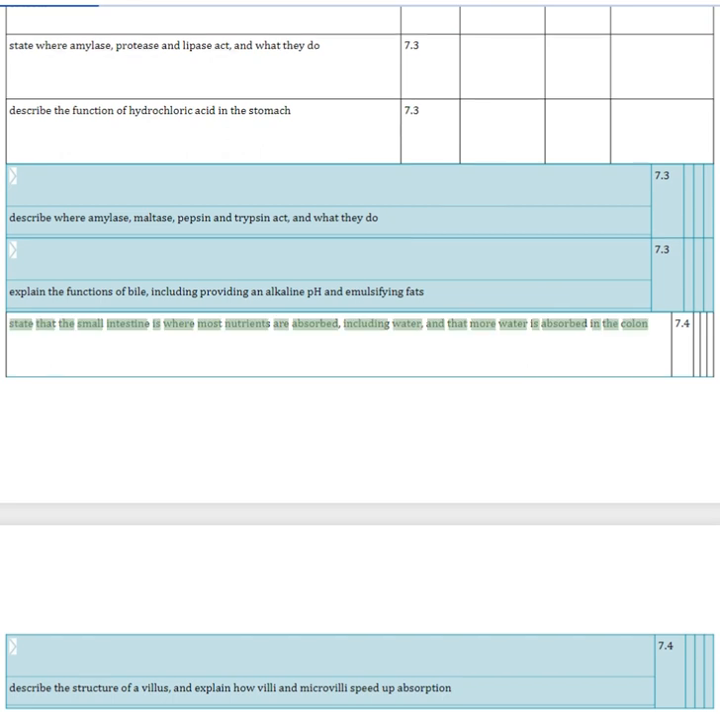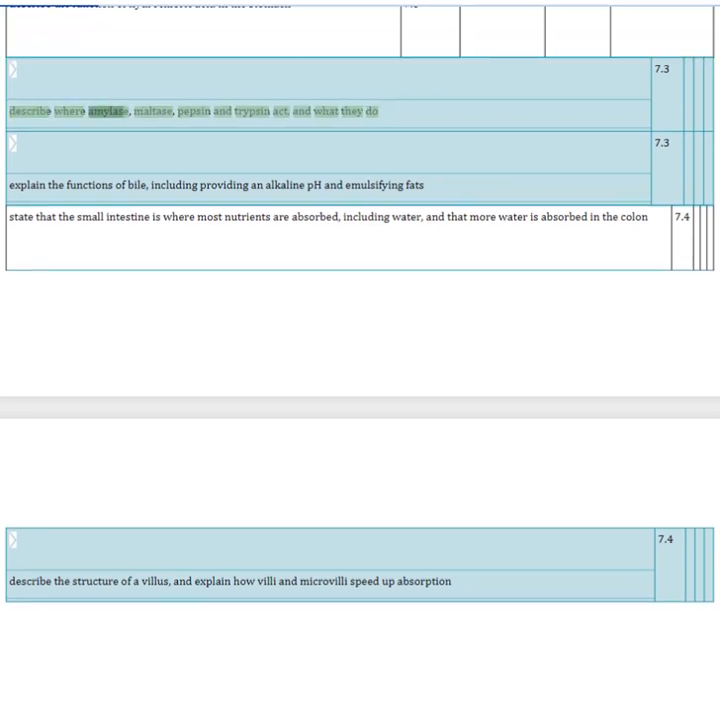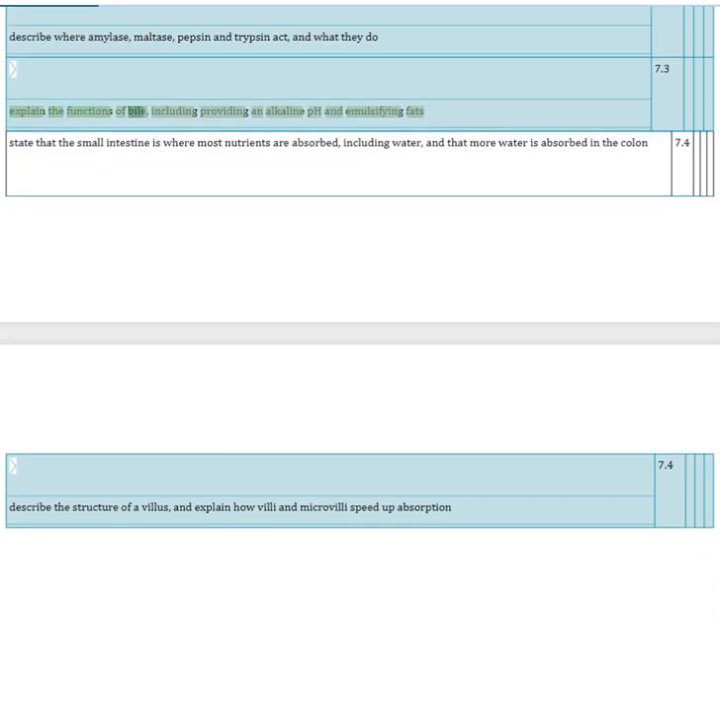7.3. State that the small intestine is where most nutrients are absorbed, including water, and that more water is absorbed in the colon. 7.4. Describe where amylase, maltase, pepsin and trypsin act, and what they do. 7.3. Explain the functions of bile, including providing an alkaline pH and emulsifying fats.